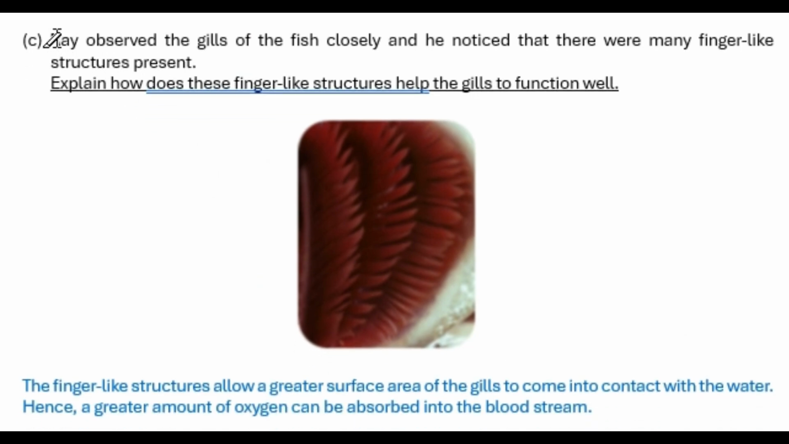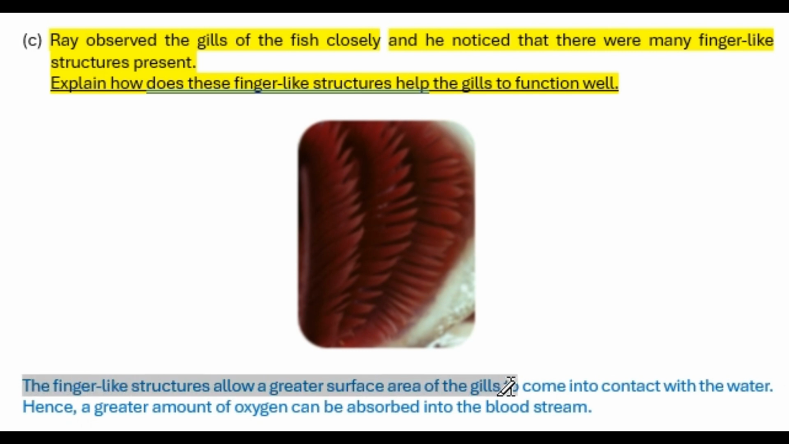C. Ray observed the gills of the fish closely and he noticed that there were many finger-like structures present. Explain how these finger-like structures help the gills to function well. The finger-like structures allow a greater surface area of the gills to come into contact with the water. Hence, a greater amount of oxygen can be absorbed into the bloodstream.